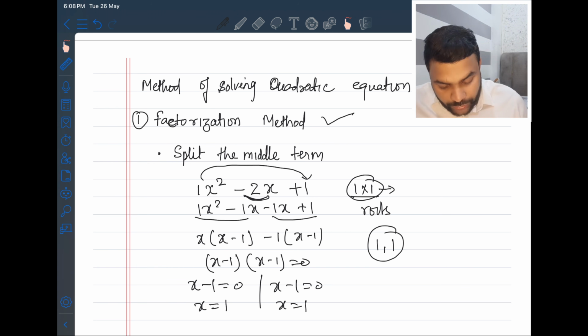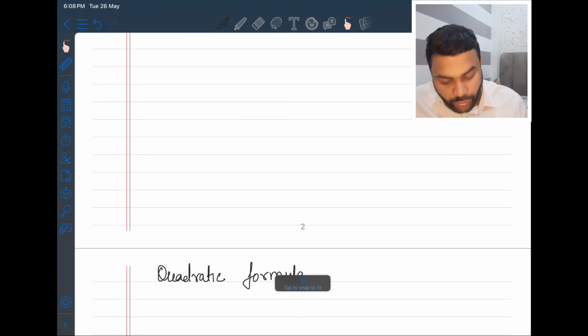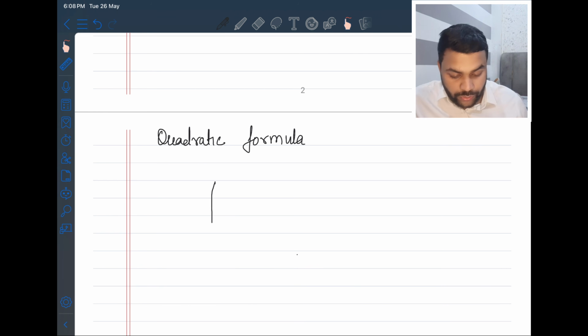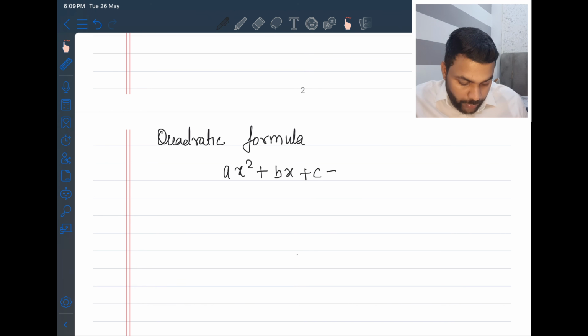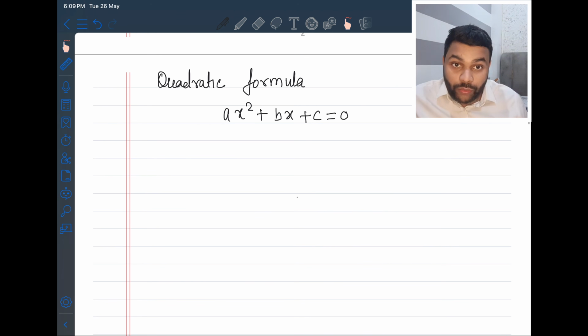So now move on to the next topic, that is the quadratic formula, the second way to find the roots of a quadratic polynomial. So here we're going to learn something new. As we know, we have ax square plus bx plus c equal to 0. This is the standard form of a quadratic equation. So what we are going to do, we are going to find the roots of this quadratic equation by using the quadratic formula.